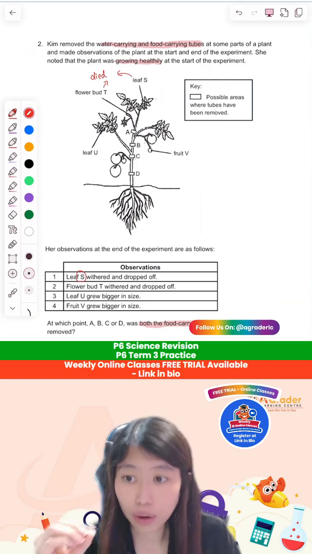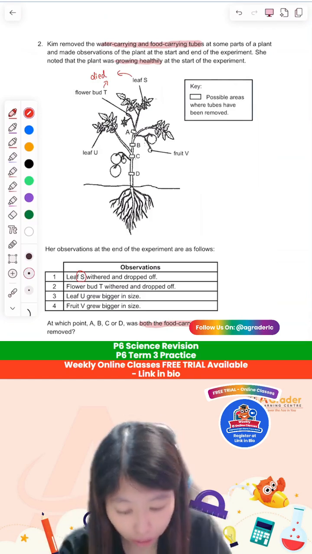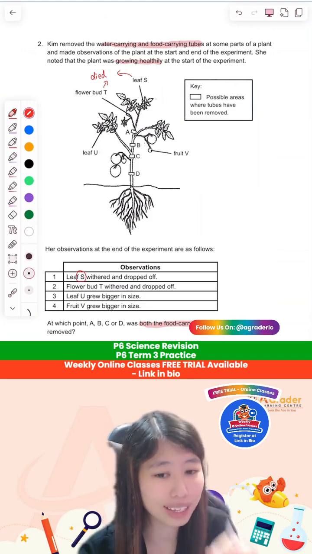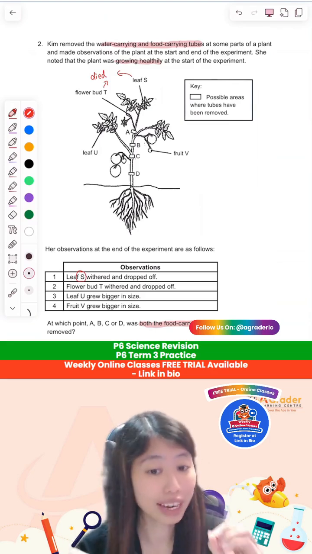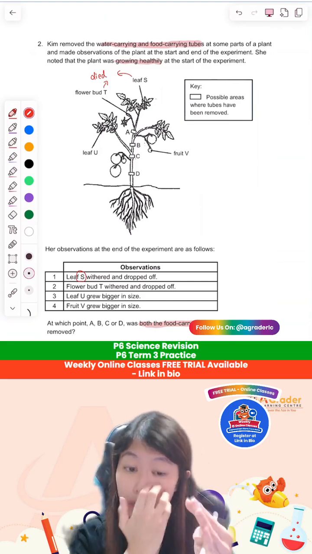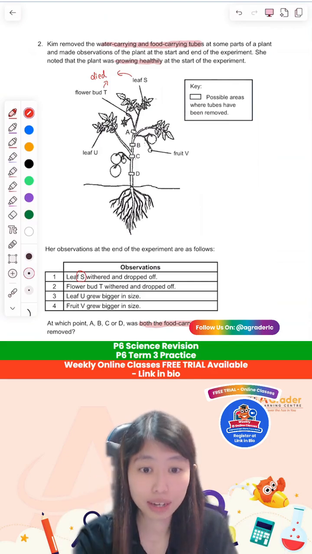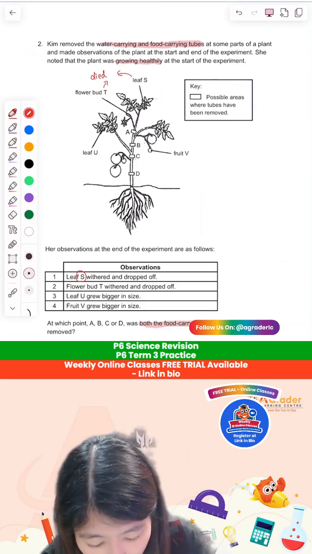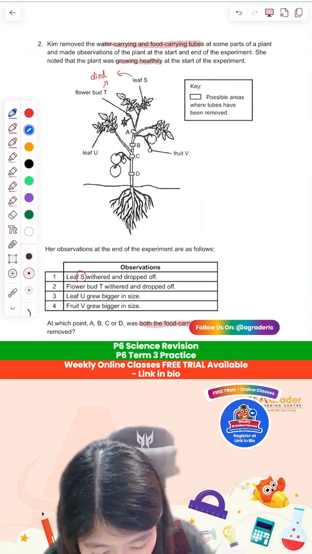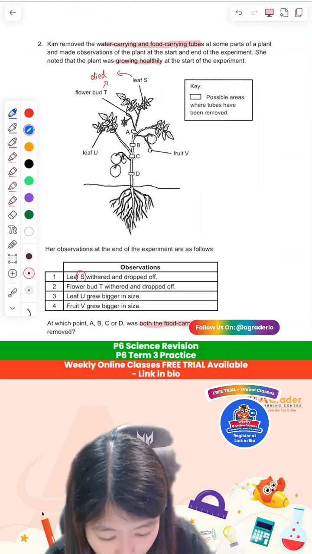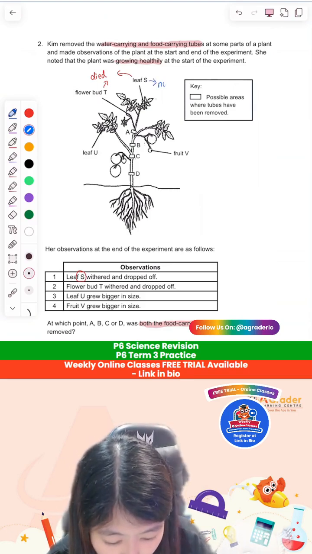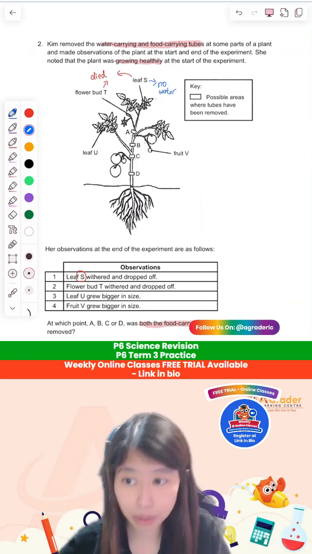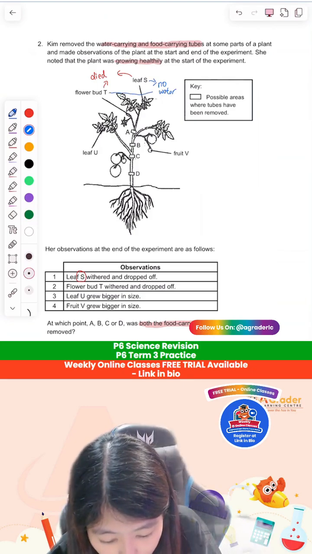So they died. Why did the plant die? The leaf, right? The only possible reason why the leaf died is because there isn't any water. Why? Because if there is water, the leaf would have made food for itself and it is able to survive. So this tells me that for leaf S, there is no water transported to leaf S. Similarly for flower bud T.